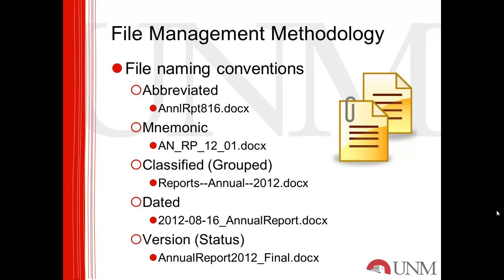practical possibility. Here we see a classified file name where the file name has been designed to sort properly when the file is placed in a directory with many other files. So the classified file name shown here, all of reports in a directory will sort together, and all annual reports will sort together as a subgroup under reports, and all annual reports from 2012 will sort together as a third subcategory.